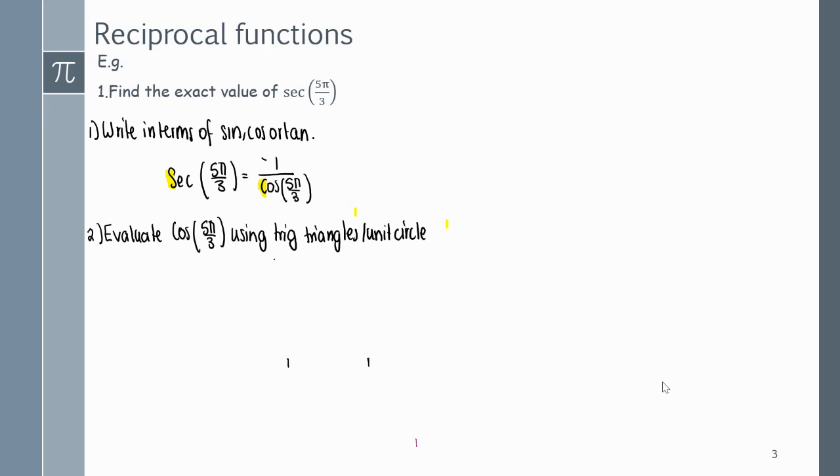Recall that 5 pi on 3 is pretty close to 2 pi, right? It is almost 6 pi on 3. So I can write 5 pi on 3 as 6 pi on 3 minus pi on 3. And this will help me locate where the angle is on the unit circle. This is 2 pi minus pi on 3. So 2 pi just means I'm at the origin along my positive x-axis. And then I'm going to go down anti-clockwise because of the negative pi on 3.